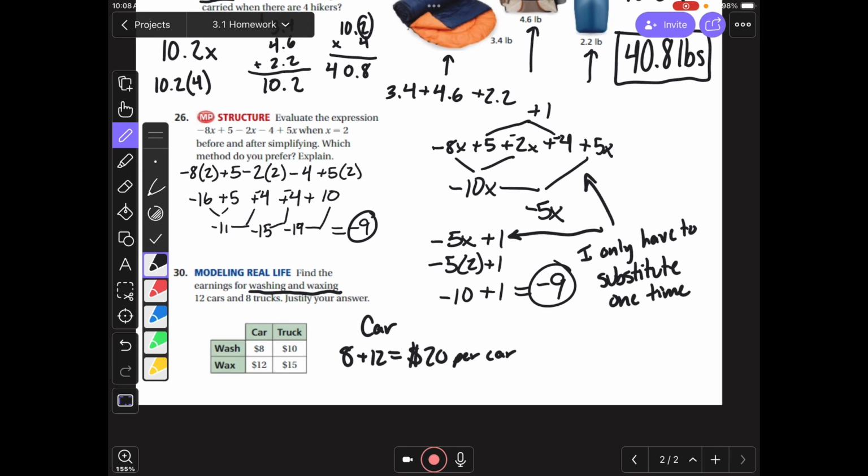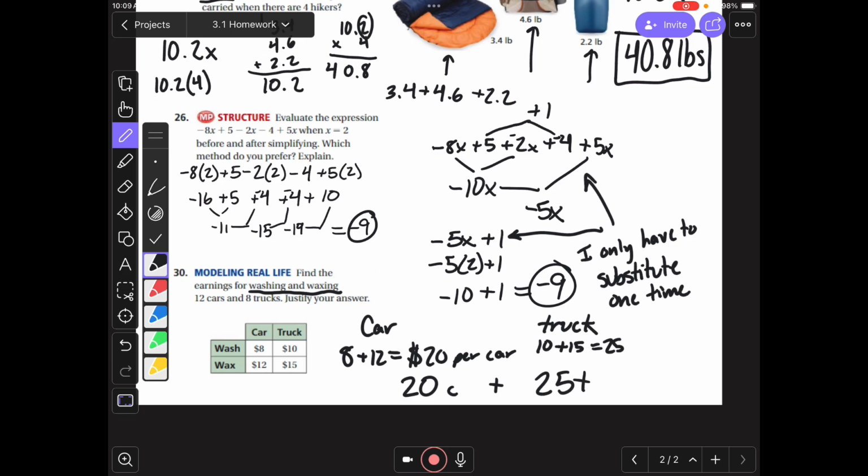To make this into an equation, all you have to do is say 20, and put a variable like c, saying every car I earn 20. For a truck, I earn 10 and then 15 for waxing, meaning every truck I earn 25. If we want to know the total, all we have to do is add. So every single car, I earn $20. Every single truck, I earn $25.